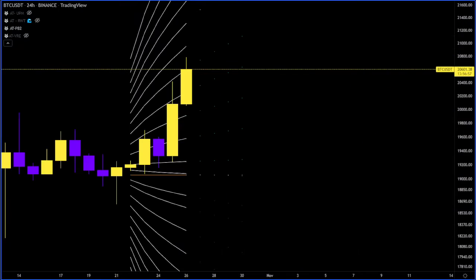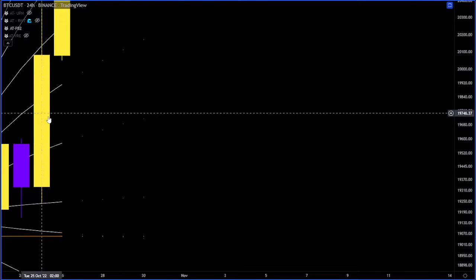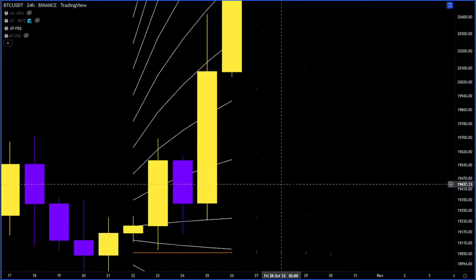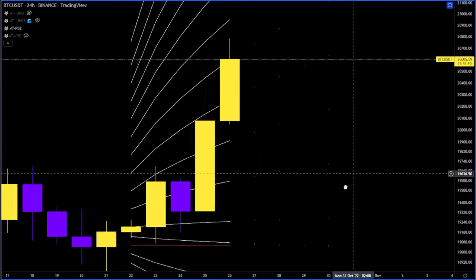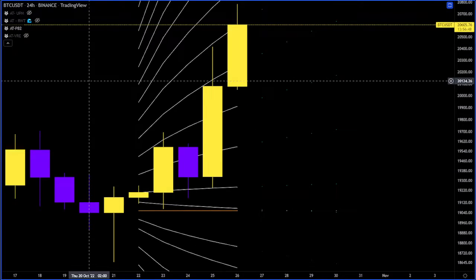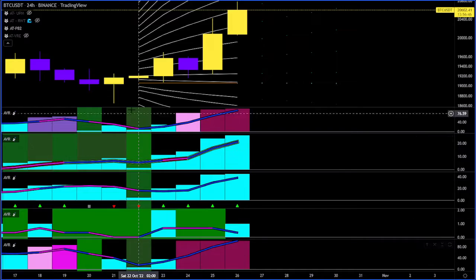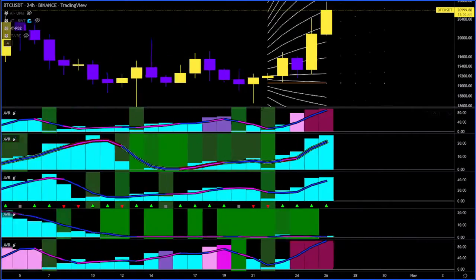Oh wait, we have a 24-hour cone. So here's something that's highly important. On the last BTC update that I made, I said that BTC has a new trend. That's only because all of these things lined up. Let me zoom out so you can see what you're looking at.